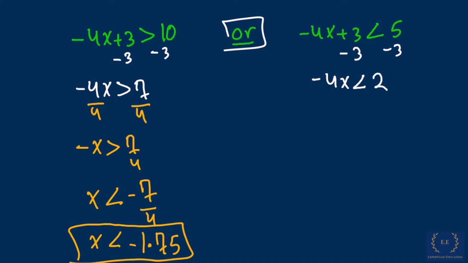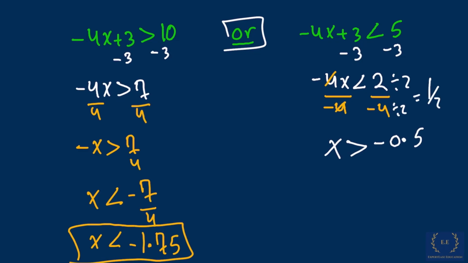Now I'm going to divide by minus 4 directly, and divide by minus 4 such that x, don't forget to flip the sign, is more than minus 0.5, because 2 over 4 is 1 over 2. Divide by 2, we have 1 over 2, which is 0.5. So by dividing by minus 4, 2 divided by minus 4, we have minus 0.5, and don't forget to flip the sign. So this is my second condition.